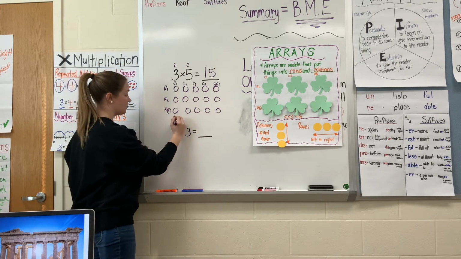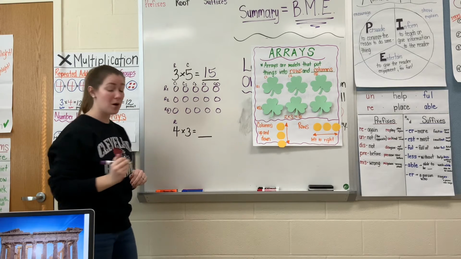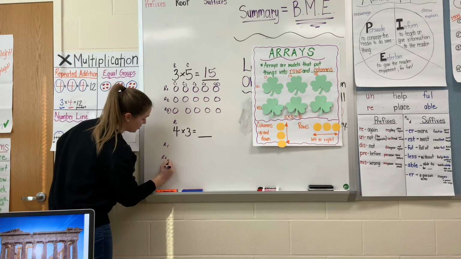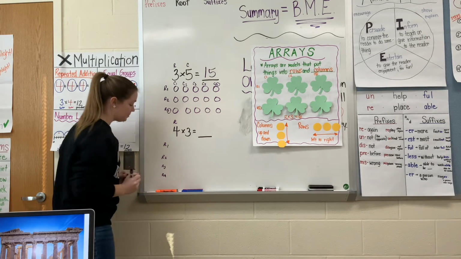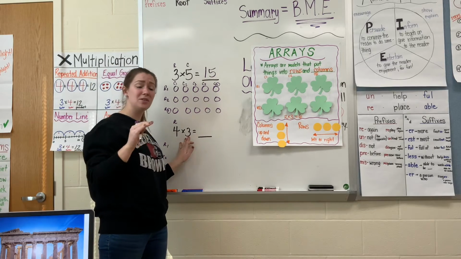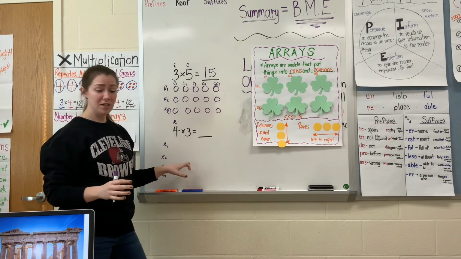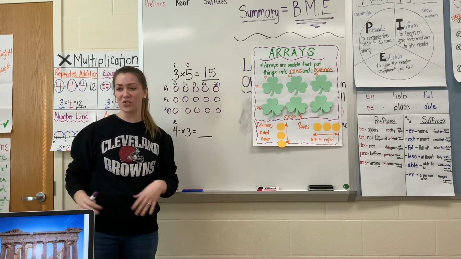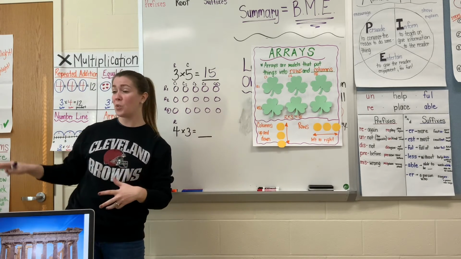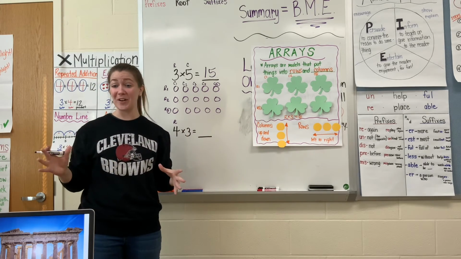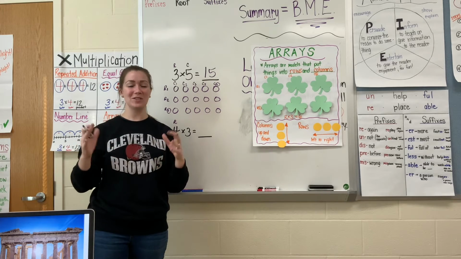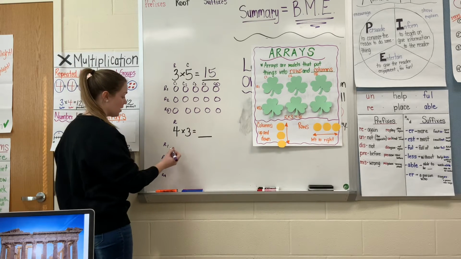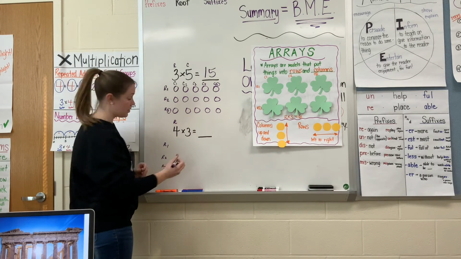Let me show you another one. Remember, the first number is going to be our rows. So here, I need 4 rows. So I'm going to do R1, R2, R3, and R4. The second number is how many circles I'm going to draw in each row. Now you guys, when it's your turn, you don't have to draw circles. You can draw shamrocks or squares or hearts or diamonds, whatever. It doesn't matter what you want to do as long as we keep these organized and neat. Okay, so I need 3 circles in each row.